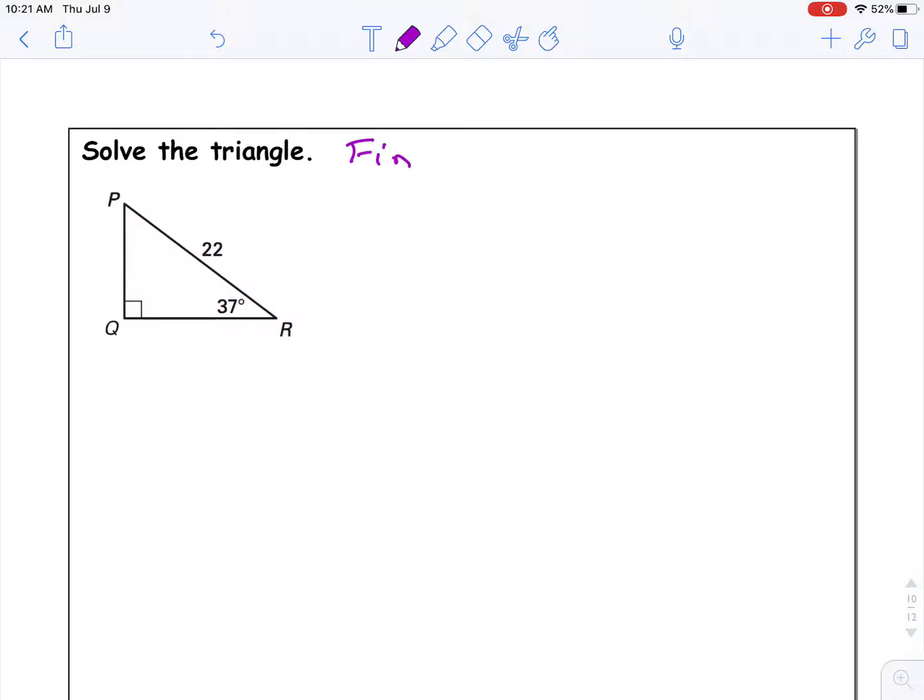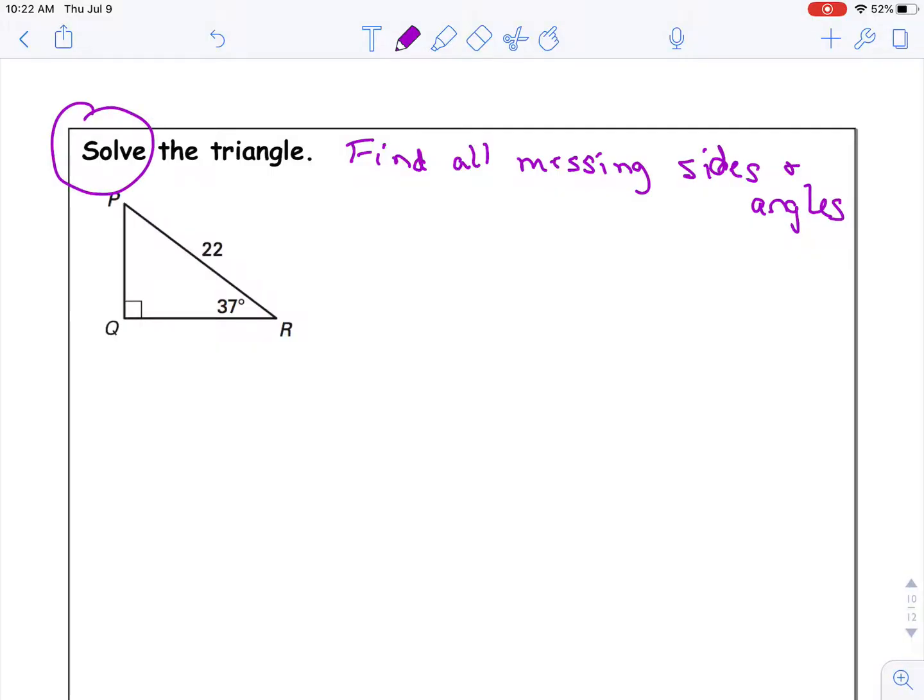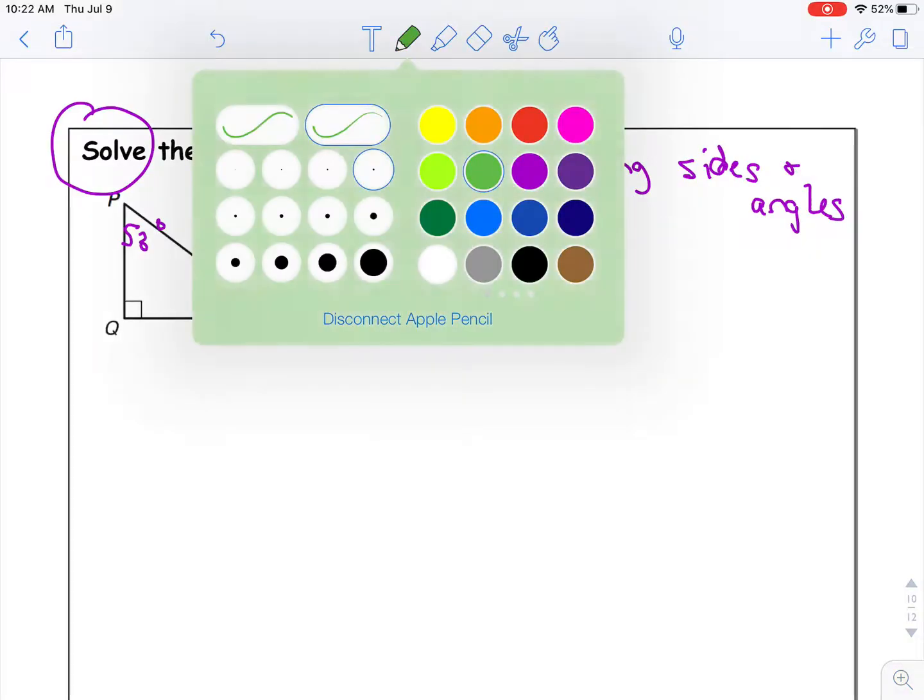When we say solve the triangle, what it means is to find all missing sides and angles. That's what it means to solve. Well, I'm given a 37-degree angle, so I can use triangle sum to find that angle P is 53 degrees. Okay, so we found all of the angles. We're only finding missing, so angle P is 53 degrees using triangle sum.